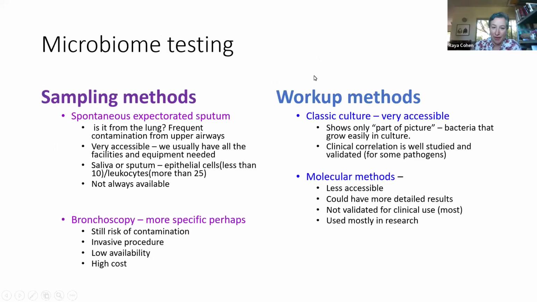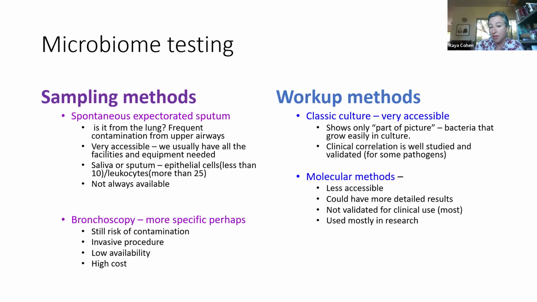Okay, great. So let's talk a few words about the microbiome testing. We have two issues that I want to discuss. One is the sampling method, and the other is the workup method. For the sampling, we can use two major methods, that is spontaneous expectorated sputum or bronchoscopy. There is also induced sputum after a hypertonic saline inhalation, which I didn't write here, but these are the main ones. So what are our advantages with spontaneous expectorated sputum?